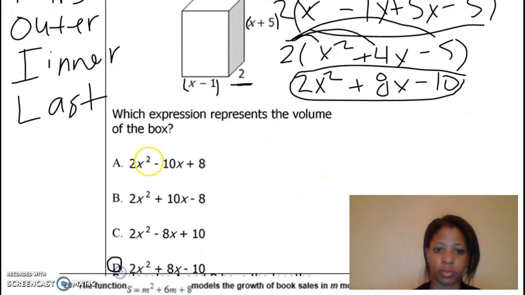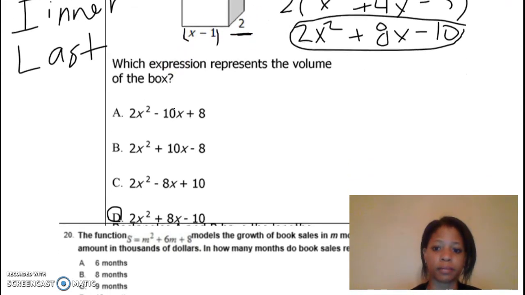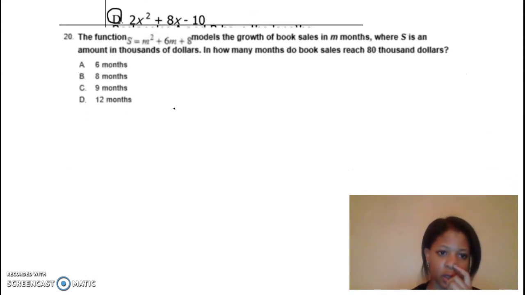Okay? So just remember, volume is multiplying all your dimensions together, and area, say this was just a rectangle, would just be length times width, right? But you would still need to end up doing that distribution.